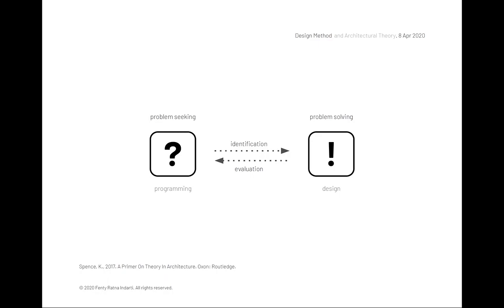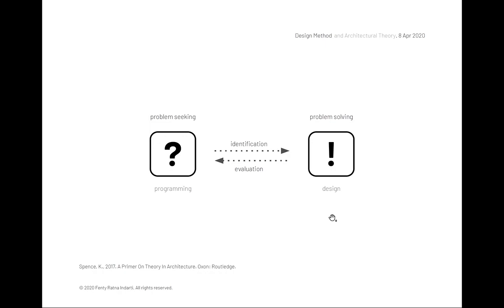In this approach of design process, there are two distinctive activities involved. The first activity is problem seeking. During problem seeking, the designer or architect identifies or analyzes a problem or issue to generate programming for the design. The programming then is used to synthesize the design, which acts as a problem-solving activity.